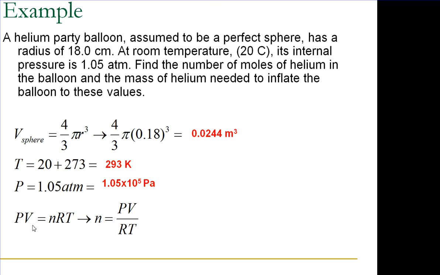I go to the ideal gas law. PV is equal to nRT. Solve it for n. So n is PV divided by RT. Now I plug in my numbers. Pressure is 1.05 times 10 to the 5th. V is 0.0244. R is 8.31, and T is 293. And I get that it has 1.052 moles.